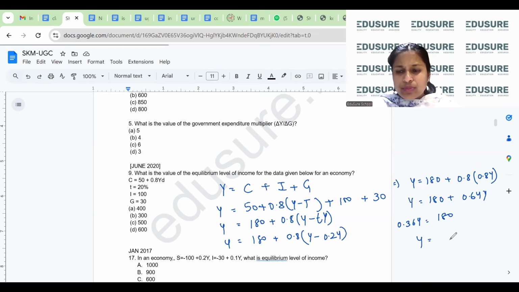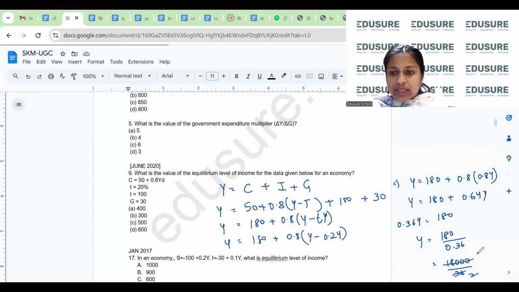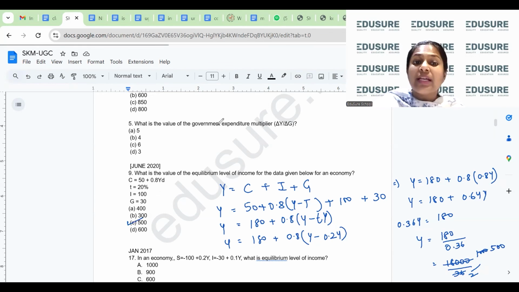So Y is going to be equal to 180 divided by 0.36, which is going to be equal to 18000 divided by 36. So 18 2s are 36, and 18 is 1000. And then this is going to be 2 is equal to 500. So Y star is going to be equal to 500. C is the right answer.